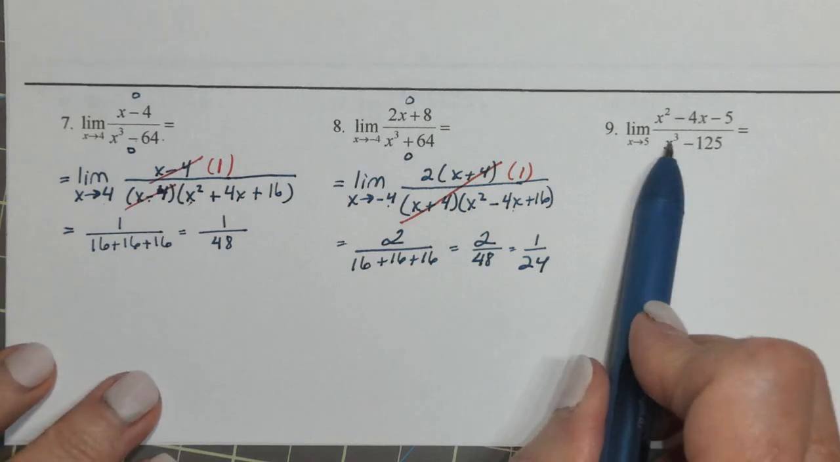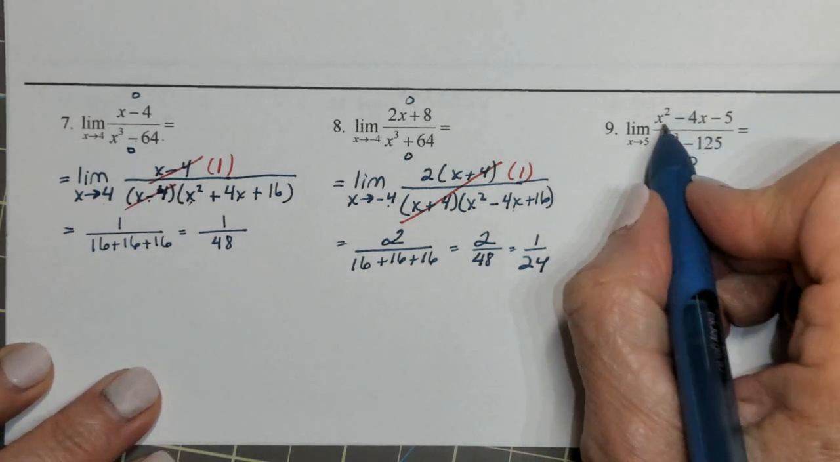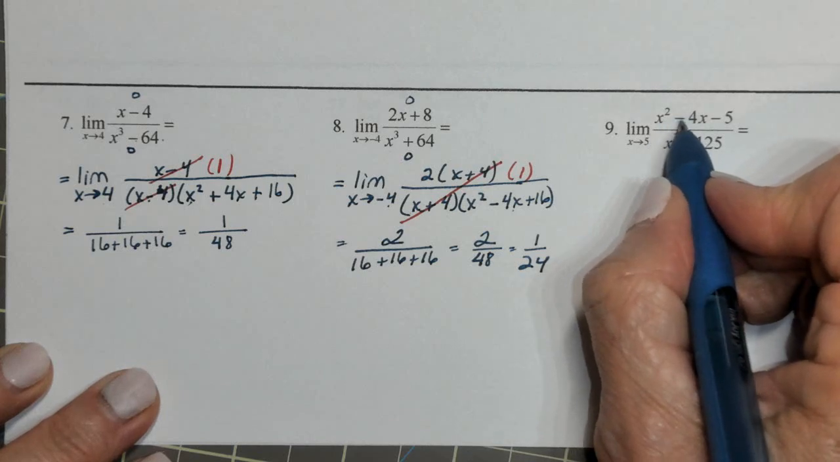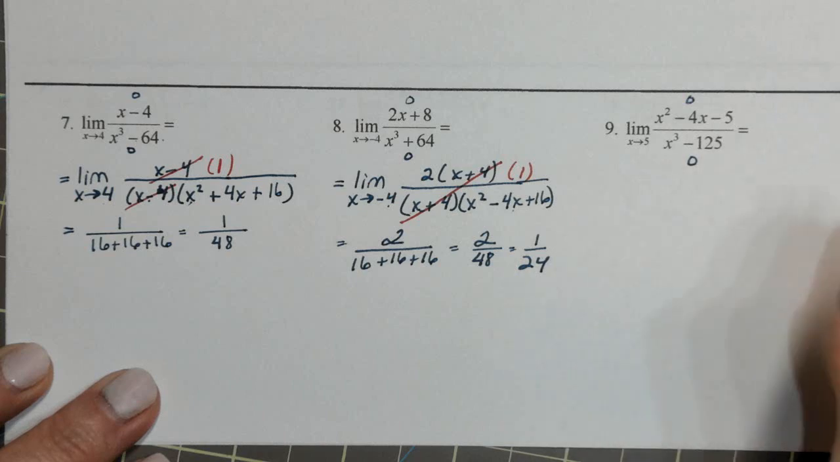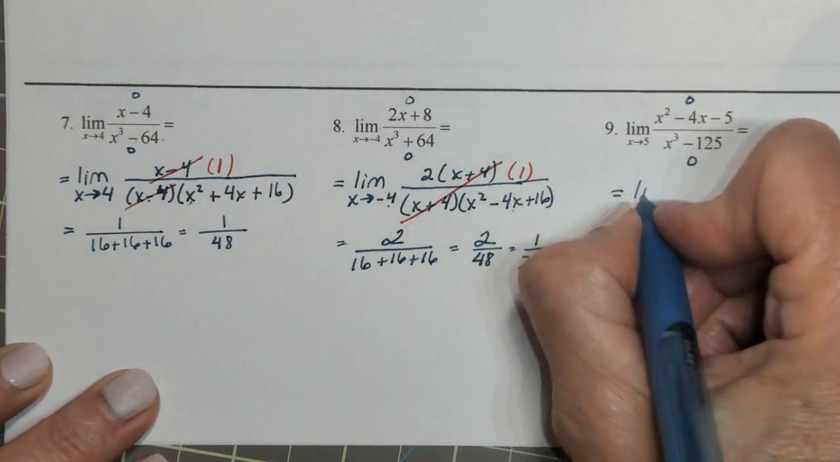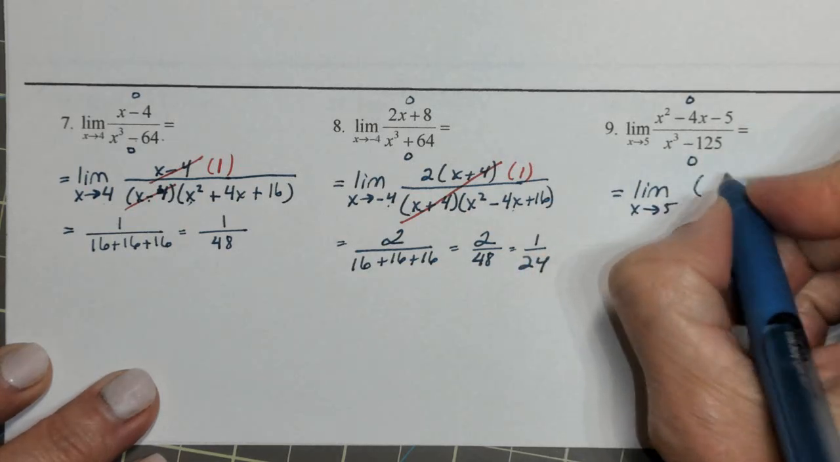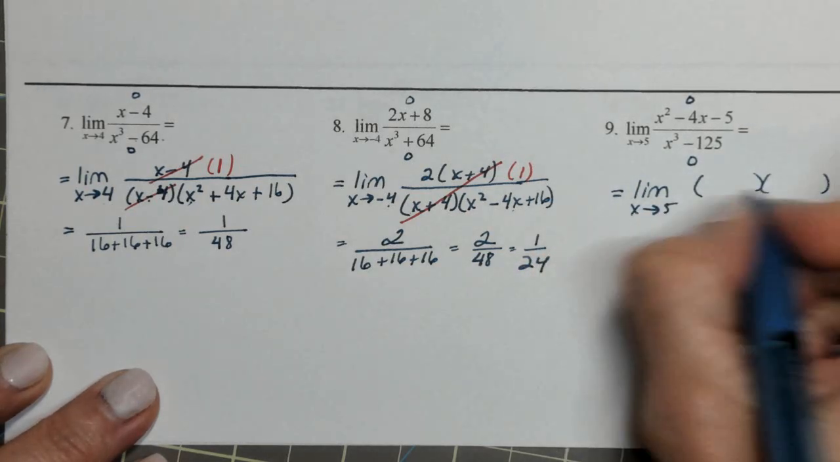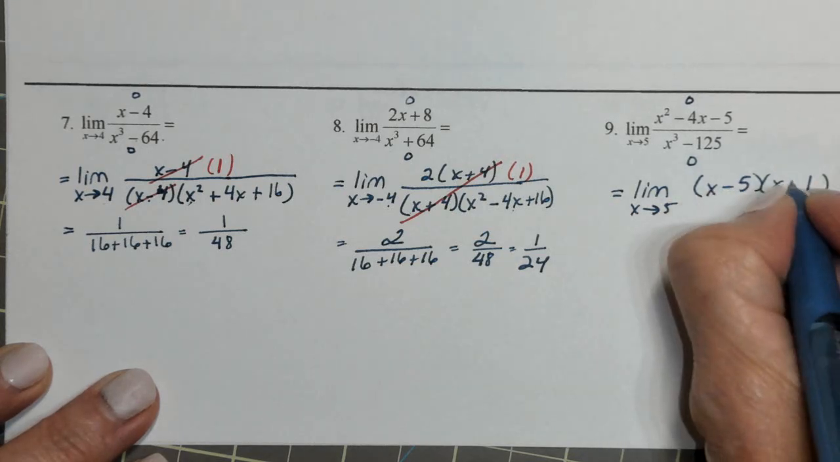Put 5 in for x. 125 minus 125 is 0. 25 minus 20 minus 5 is also a 0. 0 over 0, there's a hole. We have to eliminate the hole. We can factor to eliminate this hole. Up on top, we factor into two binomials, 5 and 1, minus and plus.